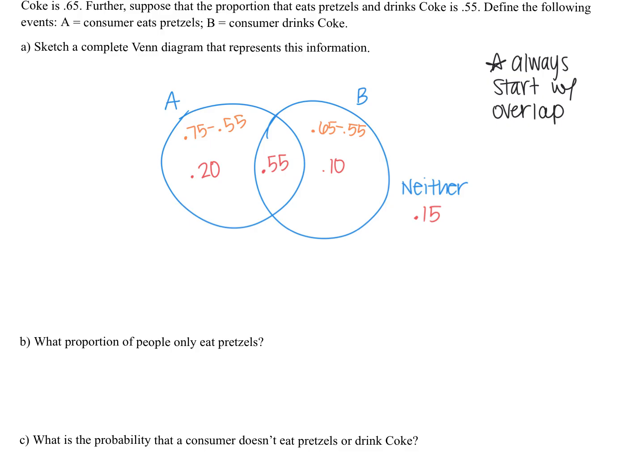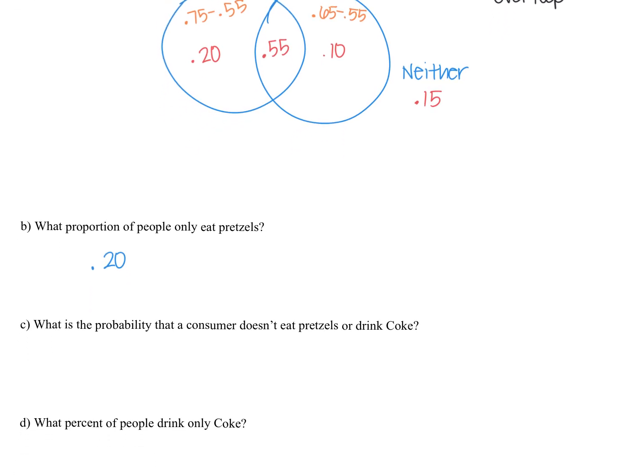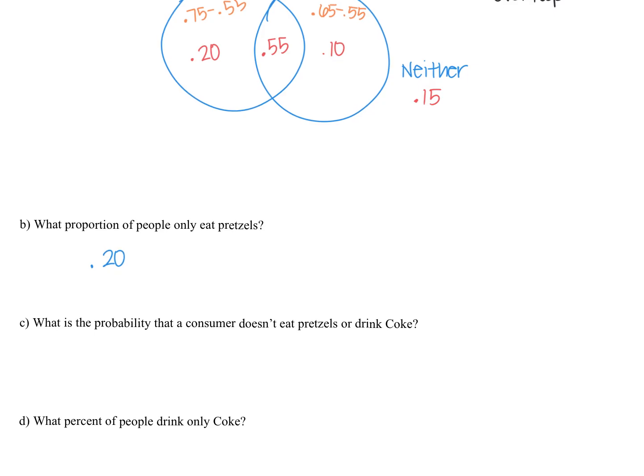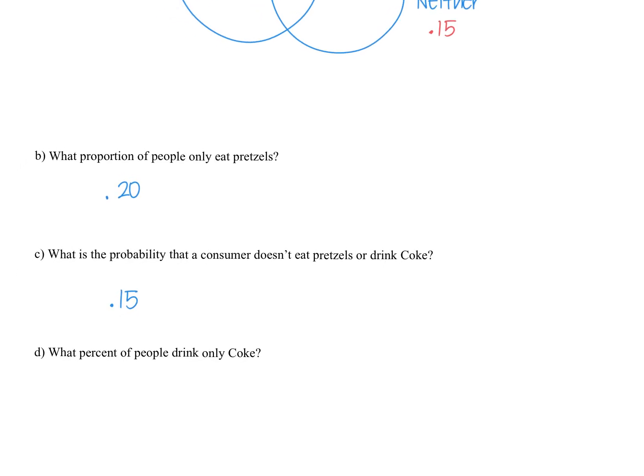So that would be the only pretzel side, 0.20. The probability that a consumer doesn't eat pretzels or drink Coke, so that's the neither, 0.15. The last one says, what percent of people drink only Coke? So because it is a percent, we do want to write it as a percentage, so that would be 10%.